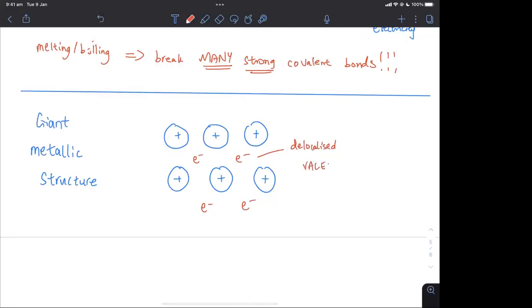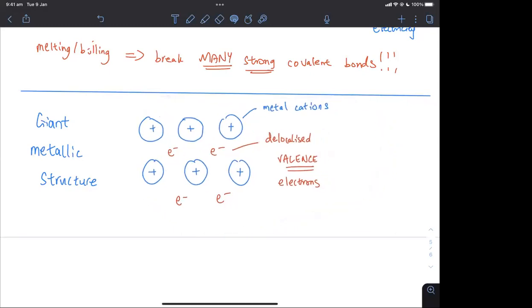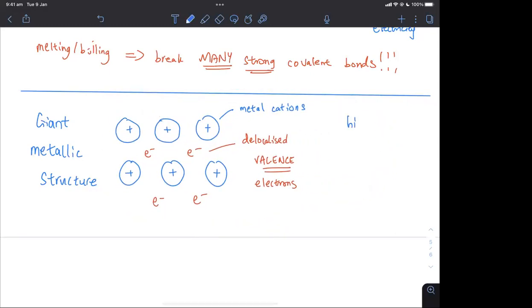It is just the outer shell electrons that get delocalized because your metal cations want to have a fully filled outer shell by delocalizing the valence electrons. So you have high melting and boiling point. Why? Well, first of all, you have giant structure. So the high melting and boiling point is to do with need to break. You need to break, so melting or boiling, you need to break strong metallic bonds.